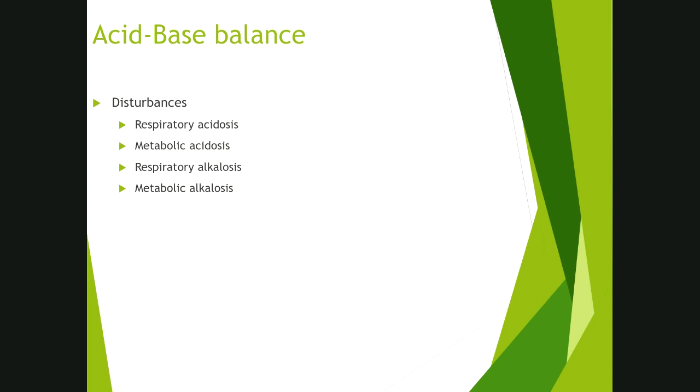Acidosis is generally the biggest problem in the body, and so we're going to see more issues with acidosis than we see with alkalosis. And again, acidosis means that the pH of the body has dropped too low, and alkalosis means that the pH has risen too much.